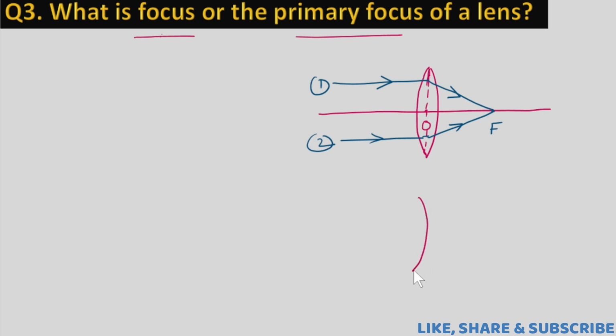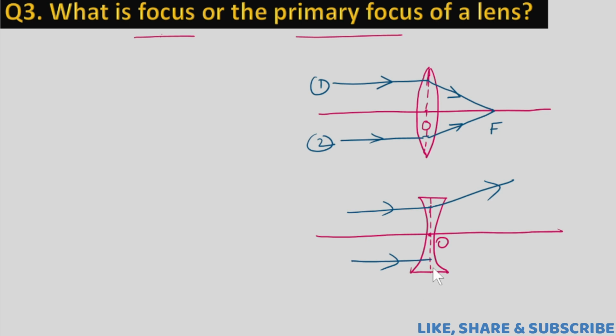Now take up the case of a concave lens. This is the drawing of a concave lens, and this happens to be its principal axis. O is its optical center. Rays parallel to the principal axis diverge and appear to come from a point on the principal axis, and this point is a focus or the primary focus of a concave lens.